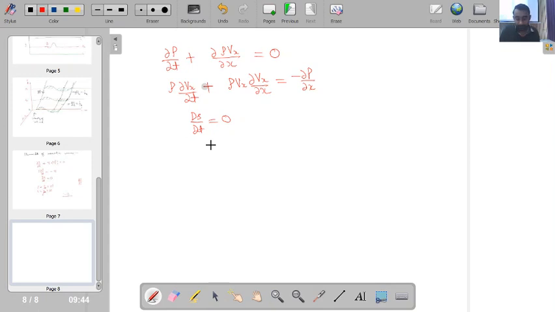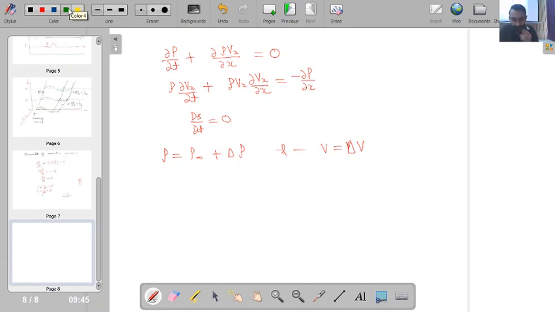Now my rho, as I have just seen, is rho infinity plus delta rho, and V is V infinity plus delta V. So V infinity is 0, so V is equal to delta V. Now let me make these substitutions over here.